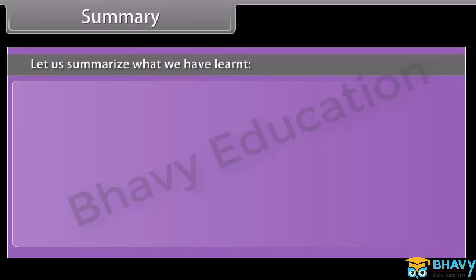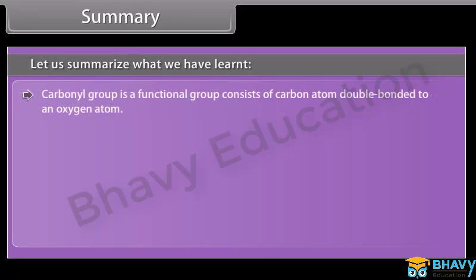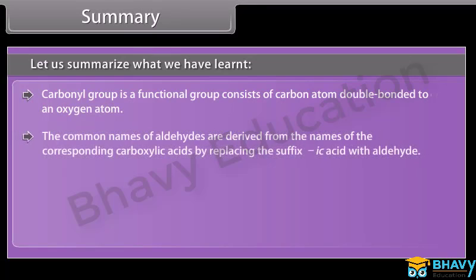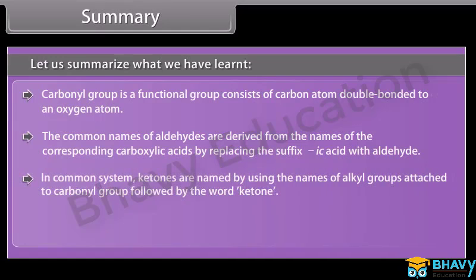Summary. Let us summarize what we have learned. Carbonyl group is a functional group that consists of a carbon atom double bonded to an oxygen atom. The common names of aldehydes are derived from the names of the corresponding carboxylic acids by replacing the suffix -ic acid with aldehyde. In the common system, ketones are named by using the names of alkyl groups attached to the carbonyl group followed by the word ketone.